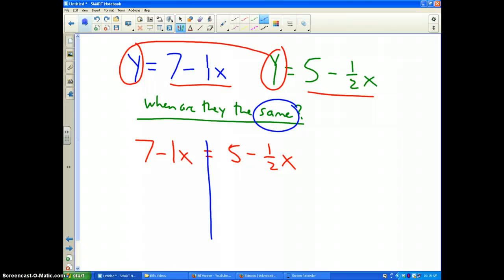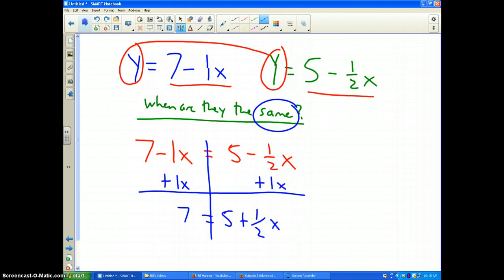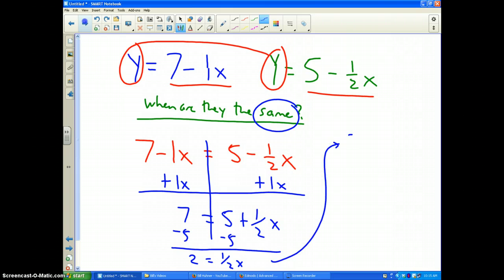Now, if I solve this, I'm going to add 1x to both sides, and I get 7 equals 5 plus half x. And then I'm going to minus 5 from both sides, and I get 2 equals half x. And I'm going to write that up over here because I ran out of room. 2 equals half x. And in order to solve this, we invert and multiply. So I'm going to invert that fraction and multiply. And that leaves us, these cancel out, and that leaves us x equal to 2 times 2, which is 4, which is the same answer we got by graphing.